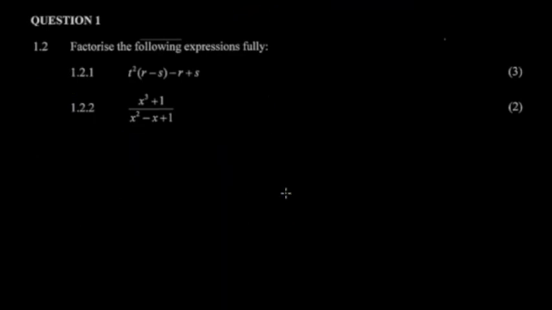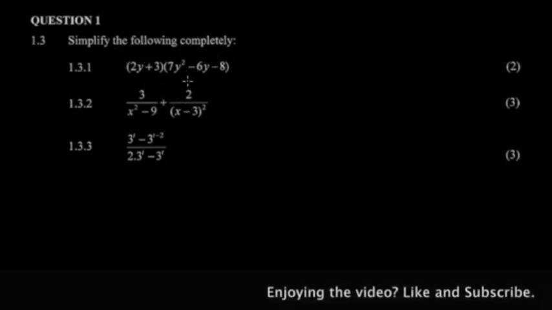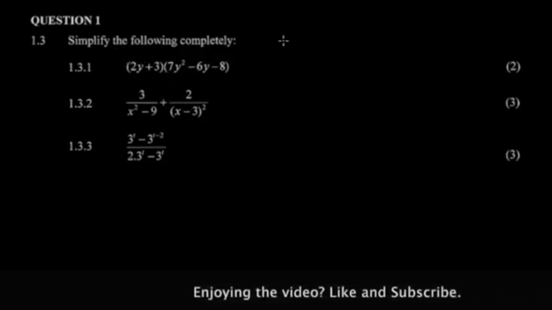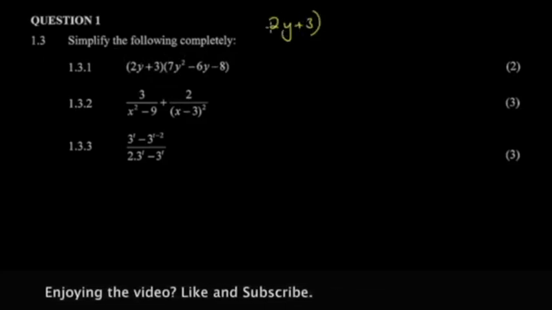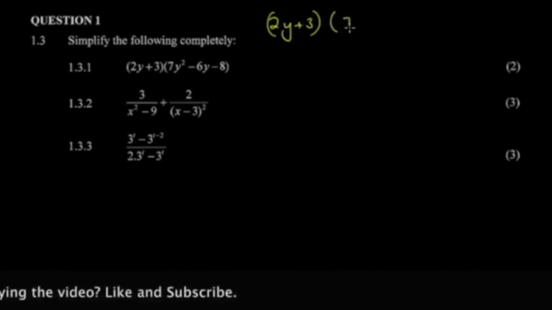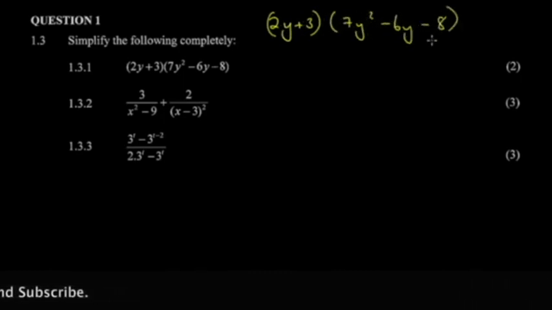So let's move over to the last question for this first part. Simplify the following completely. We're doing factorization. This needs expansion. So we are now doing the reverse process. So we have 7y squared minus 6y minus 8 like this.